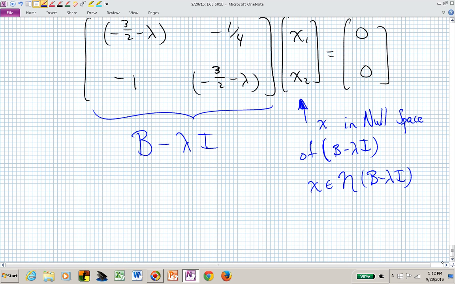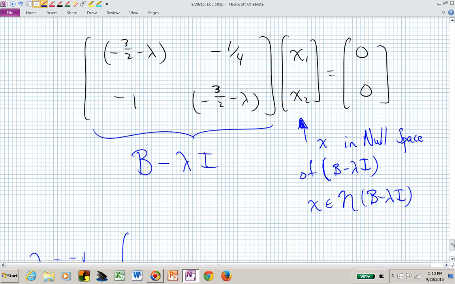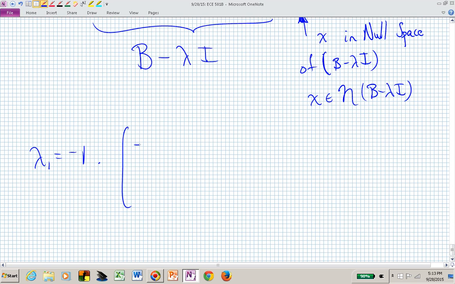But we already know the lambdas. We just found those. So if we put in those specific values of lambda, then that would tell us, do we have specific directions for x relative to each of those specific lambdas, lambda equal to -1 and lambda equal to -2. Let's look at lambda equal to -1. If we plug in lambda equal to -1, then we end up with -1/2, -1/4 in the top row, and -1 and -1/2 in the second row.